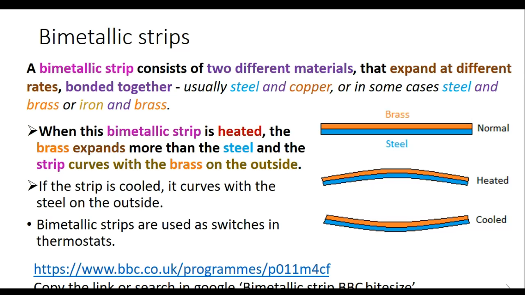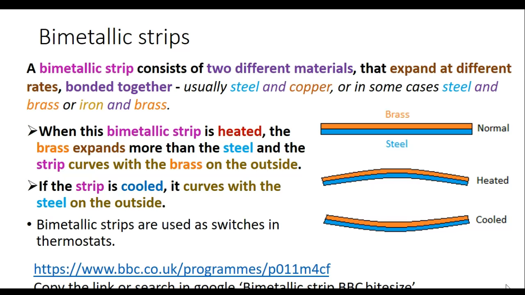Now, when the bimetallic strip is heated, one of the materials expands more than the other material in the strip. In this example, the brass expands more than the steel when it is heated. This means that the strip curves with the brass on the outside. The force of the brass expanding makes the bimetallic strip curve round.